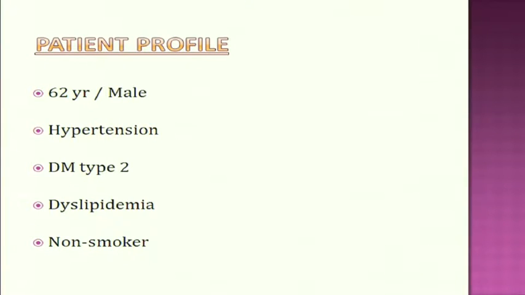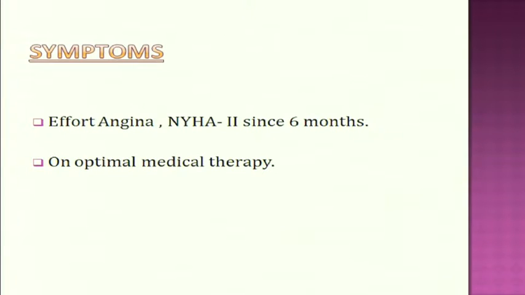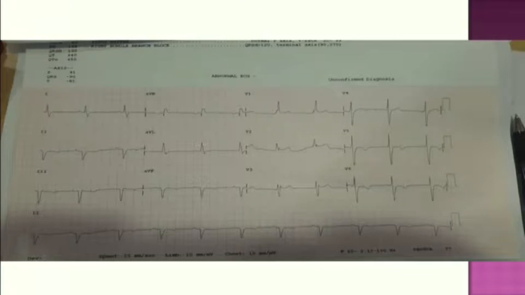Okay. So this is a 62-year-old gentleman. He is hypertensive, diabetic, dyslipidemic, non-smoker, presented with effort angina, NYHA class 2 for the last 6 months on optimum medical therapy. His ECG showed right bundle branch block and there is a QS complex in the inferior leads.